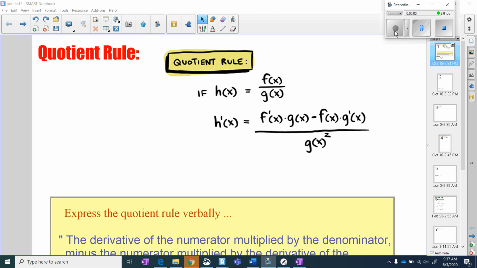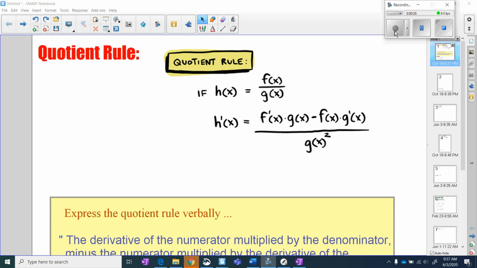In this video, we're going to continue our introduction of the rules of differentiation. We already have introduced you to the power rule and the product rule. Today, we will do the final two rules, which are referred to as the quotient rule and the chain rule. So I'm going to start out with the quotient rule.